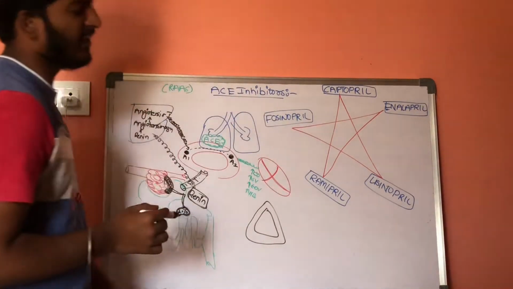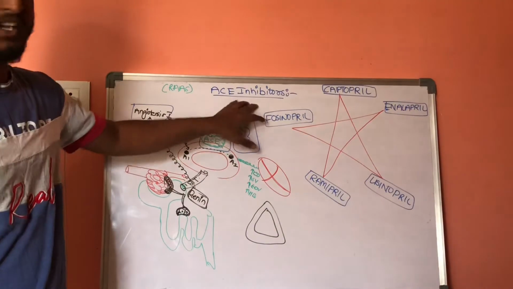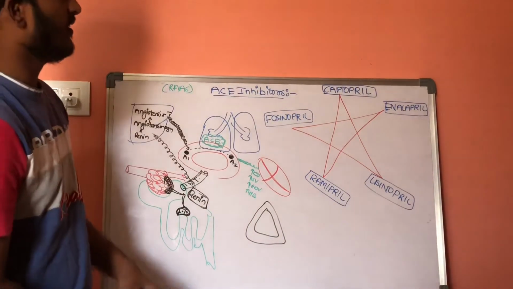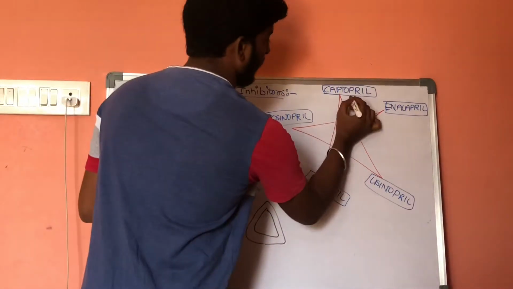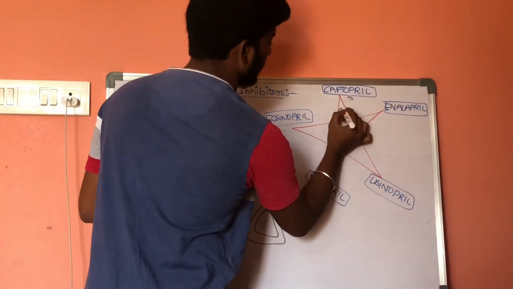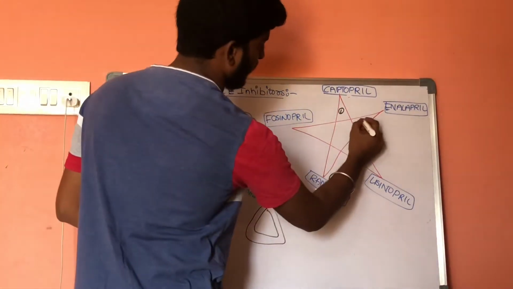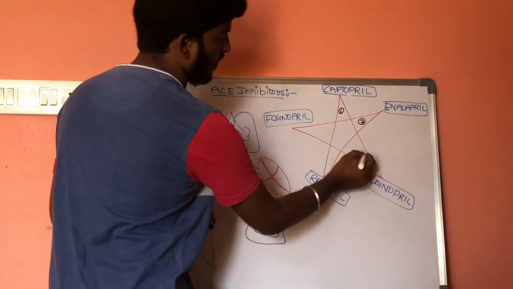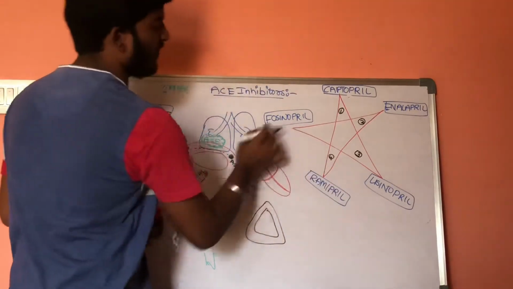These are the 5 drugs which are included under angiotensin converting enzyme inhibitors, which are used in congestive cardiac failure. That is, first one is captopril, second one is enalapril, third one is lisinopril, fourth one is ramipril, and fifth one is fosinopril.